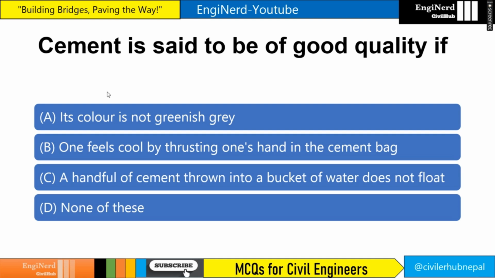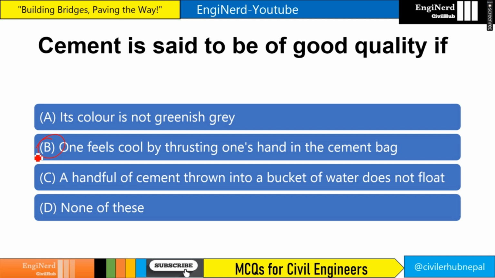Cement is said to be of good quality if its color is not greenish gray. So for good quality, it should be greenish gray, right? And one feels cool by thrusting one's hand in the cement bag. This is also correct, right? Otherwise, if there is a rise in temperature, it somewhat infers the chemical reaction between water and the cement, as it is an exothermic reaction. So I think option B is correct.